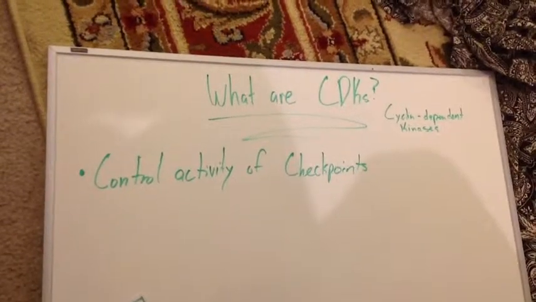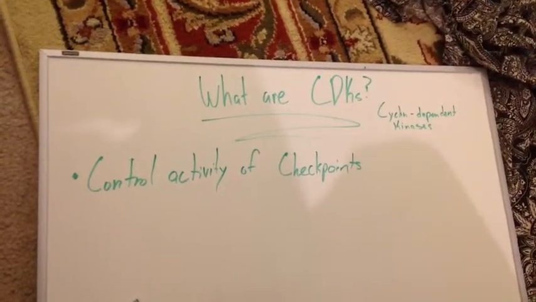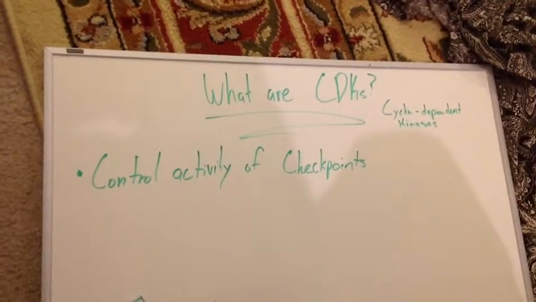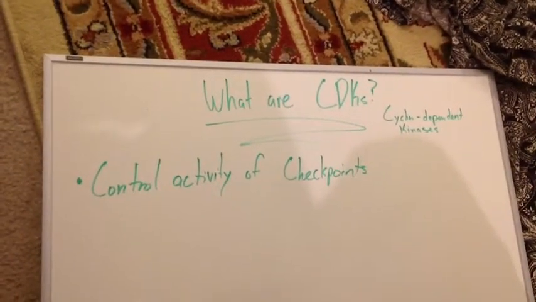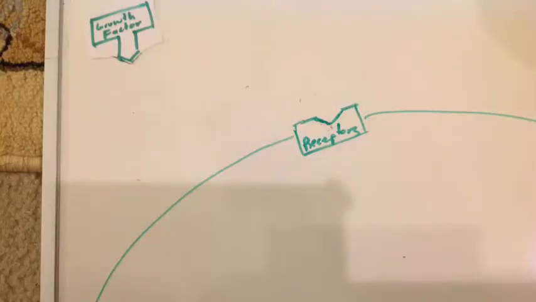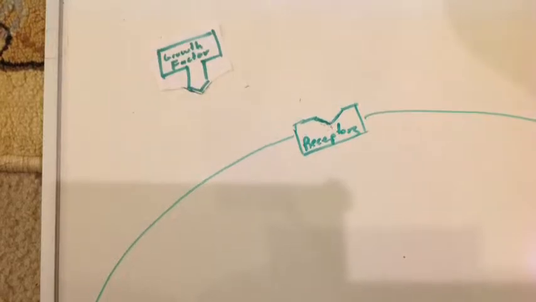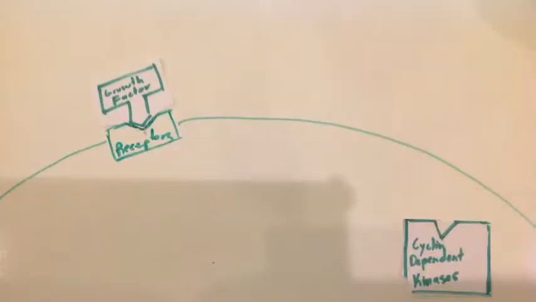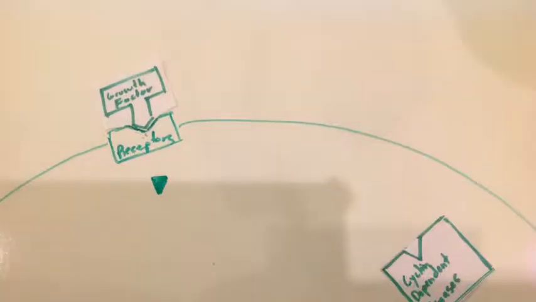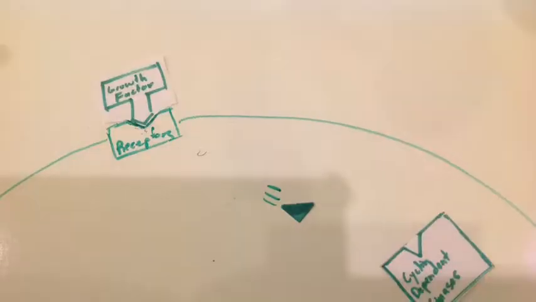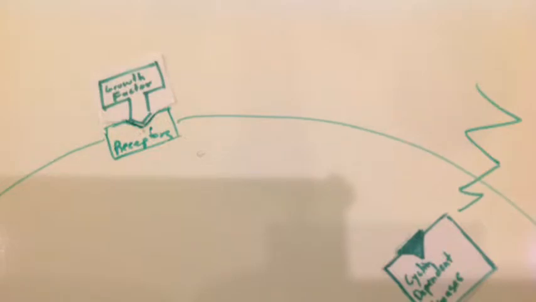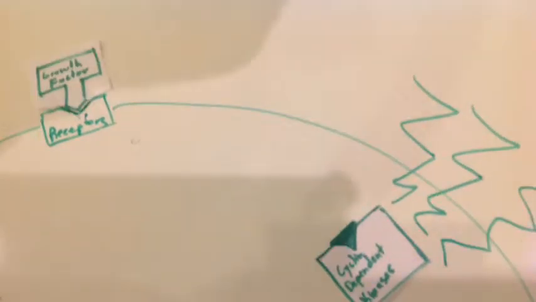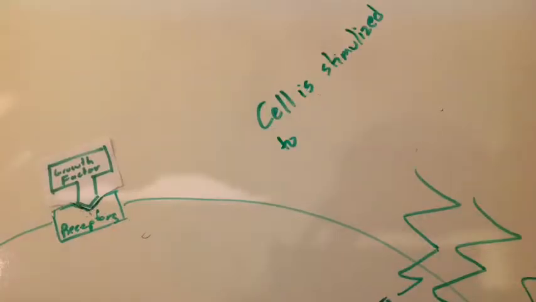What are CDKs? CDKs are cyclin-dependent kinases that control the activity of checkpoints. So this is how CDKs work. First, a growth factor binds with a growth factor receptor on the cell. This causes the synthesis of cyclin. The cyclin binds with the CDK proteins. This stimulates the cell to go past the checkpoint.